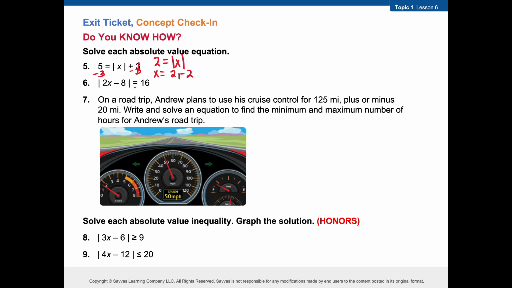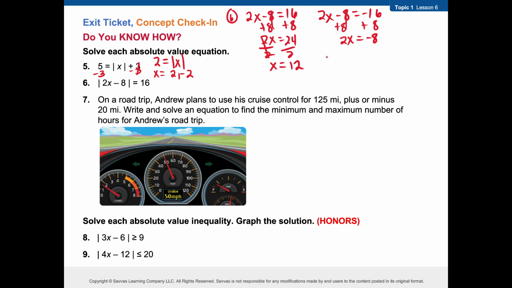Number 6, there's nothing to be brought over to the other side. The bars are already isolated, so make your two equations. 2x minus 8 equals 16. 2x minus 8 equals negative 16. Add 8 to 16, and we get 24. Add 8 to negative 16, we get negative 8. Divide by 2, x equals 12, and x equals negative 4.